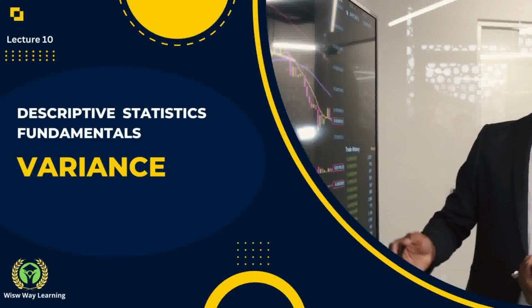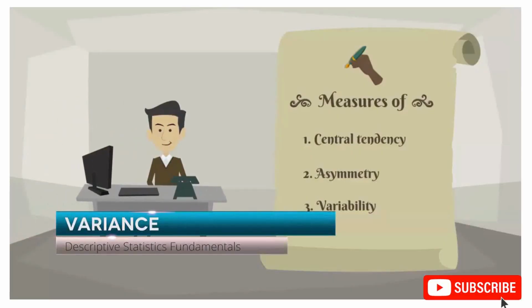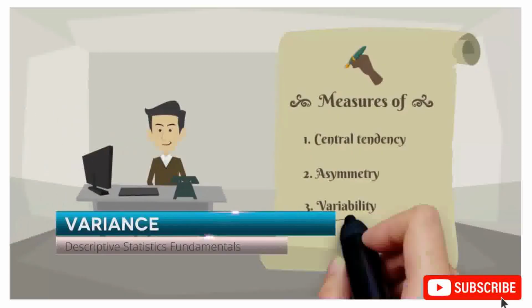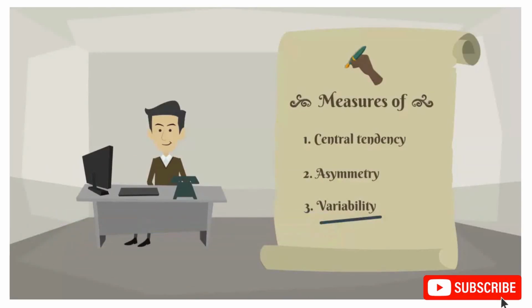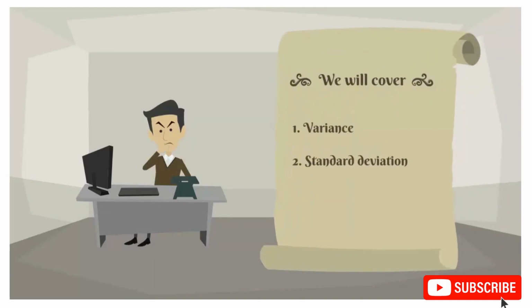Lecture number 10, Understanding the Variance. Next on our to-do list are the measures of variability. There are many ways to quantify variability. However, we will focus on the most common ones: variance, standard deviation, and coefficient of variation.